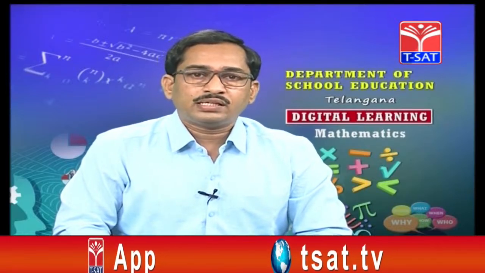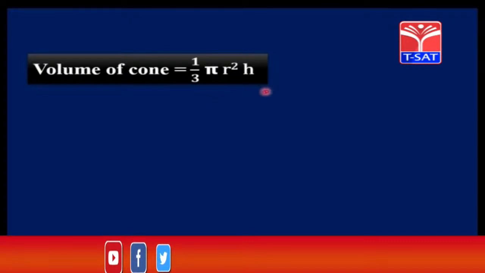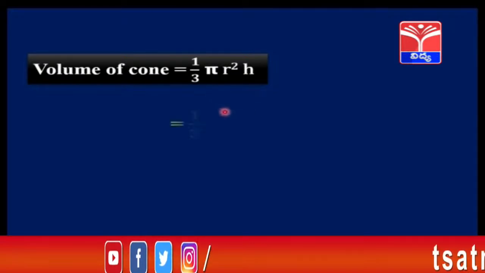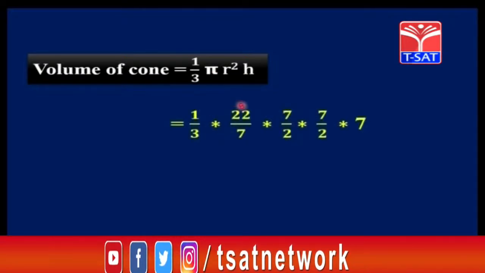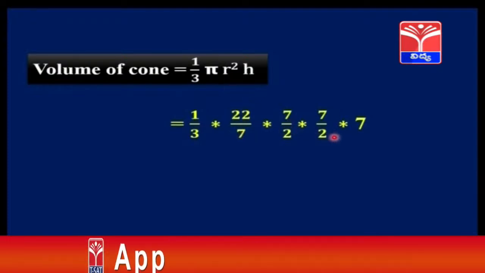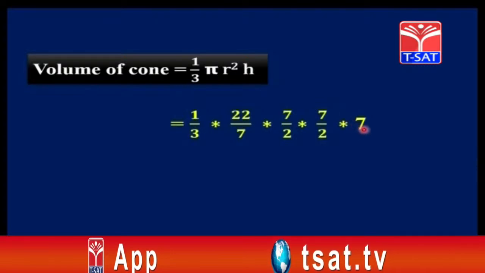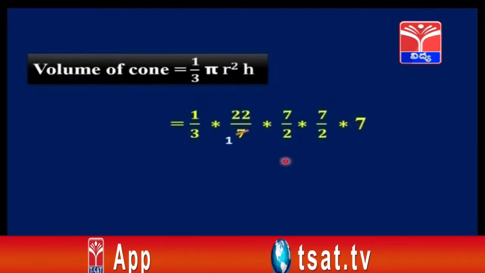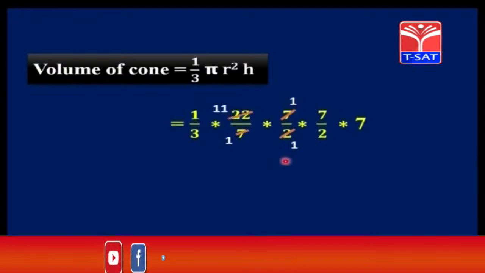Now children, what is the formula for the volume of the cone? That is 1 by 3 pi r square h. Volume of cone is 1 by 3 pi r square h. Now substitute the values. 1 by 3 into pi value 22 by 7, radius is 7 by 2, r square means multiply 2 times, and height h is 7. Now see the cancellation, children. 7 ones are cancel, 2 twos are cancel, 2 11s are cancel.